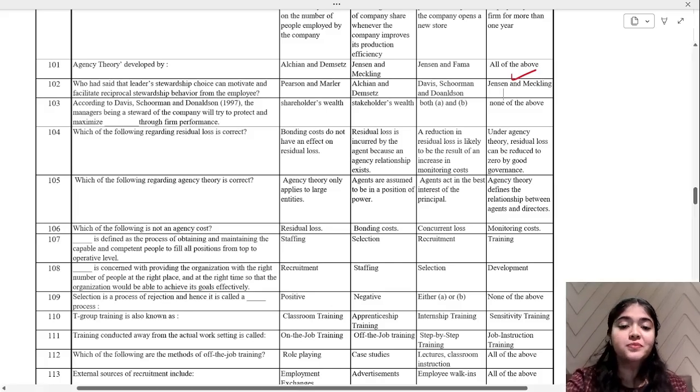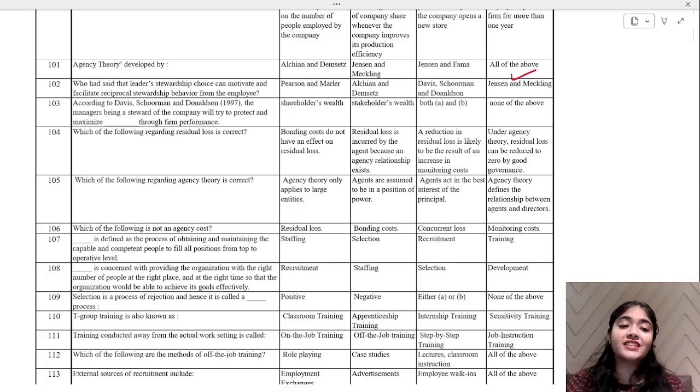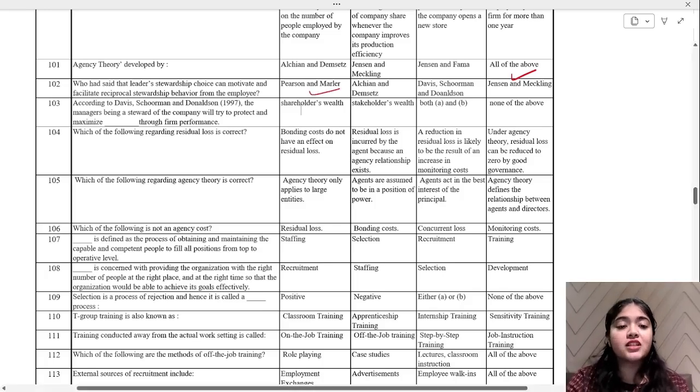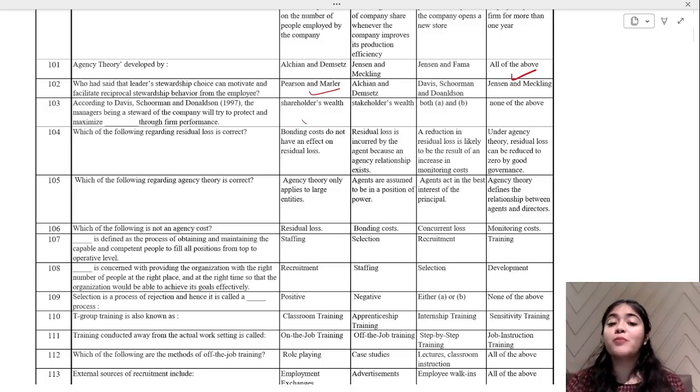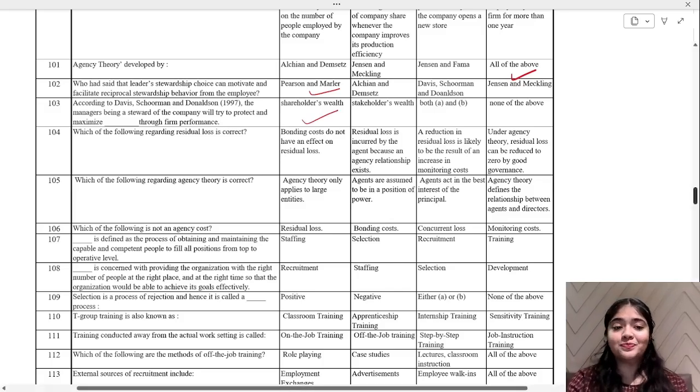Okay. Now, next one. Who had said that leaders' stewardship choice can motivate and facilitate reciprocal stewardship behavior from the employee? Yes, that's right. Pearson and Marver. According to Davis, Schoorman and Donaldson, 1997, the managers, being a steward of the company, will try to protect and maximize dash through firm's performance. What? Shareholders' wealth, stakeholders' wealth, both A and B, or none of the above. They will always try to maximize the shareholders' wealth.